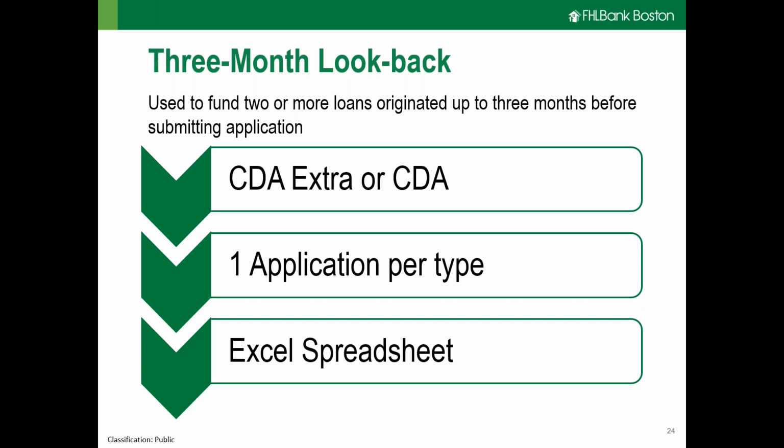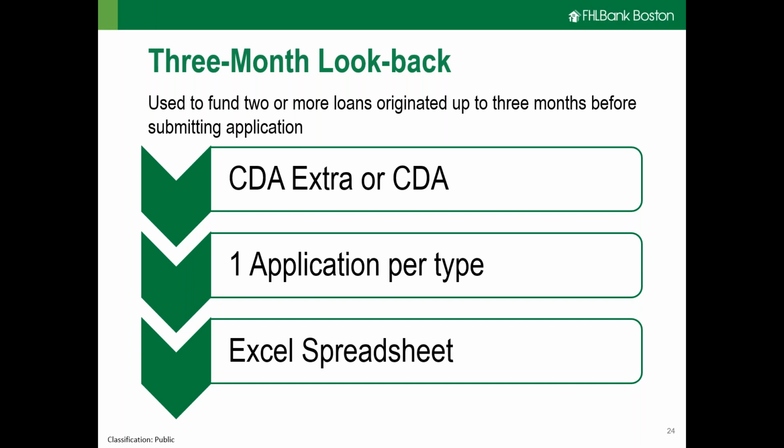As I mentioned previously in the presentation, both the CDA Extra and CDA do allow for the submission of multiple loans, so at least two loans that are of like type, to be submitted in the form of a spreadsheet. That spreadsheet is specific to the Federal Home Loan Bank, so you want to make sure you're always using the spreadsheet that's provided within the online application. Once you select an application type, it has a designated spreadsheet where you will populate the loans that you've closed within the last 3 months.